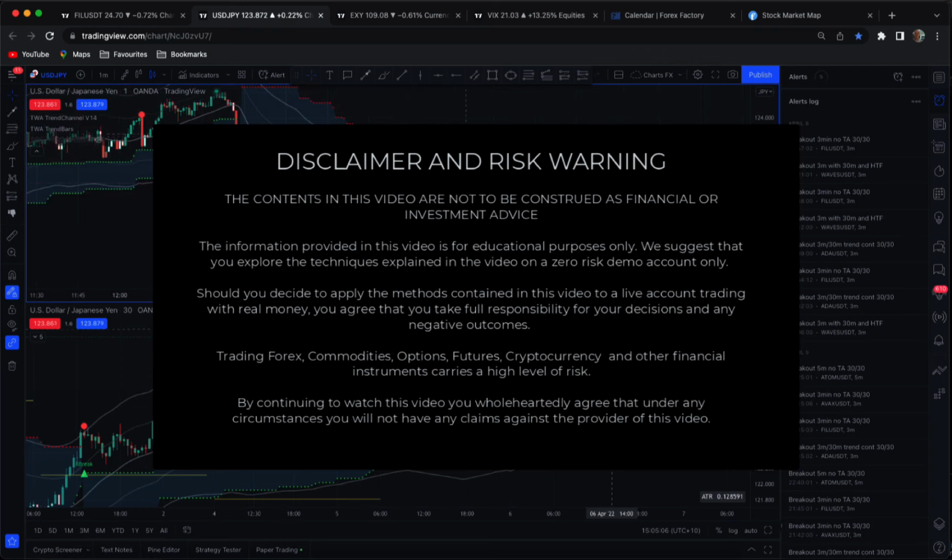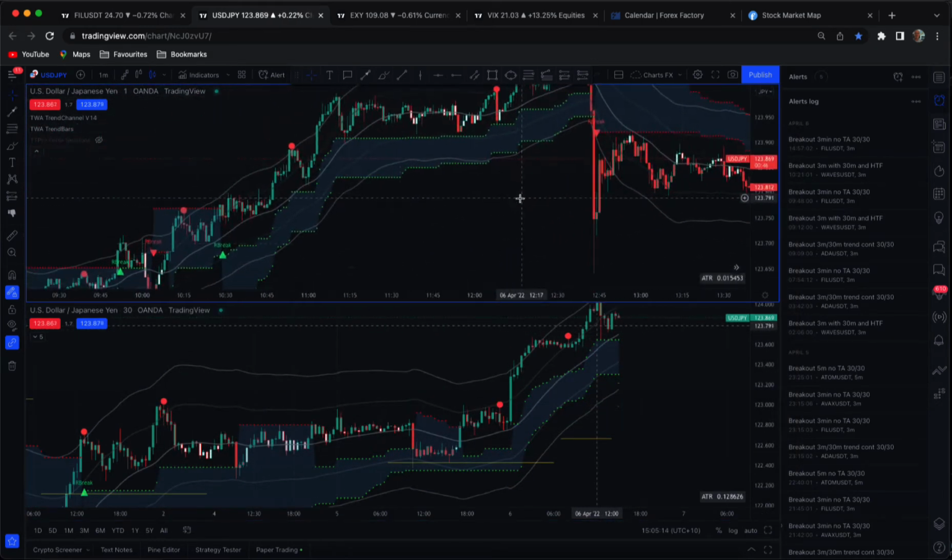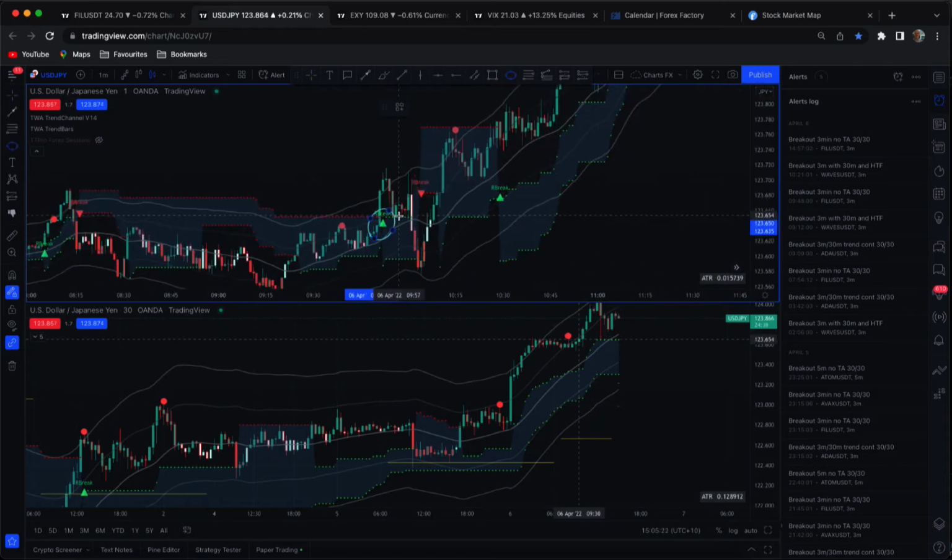In this video I want to show you how to trade the dollar yen. Essentially what we're looking for is these green and red signals. They're our breakout signals. You can set these up if you click on this indicator over here, the three dots.